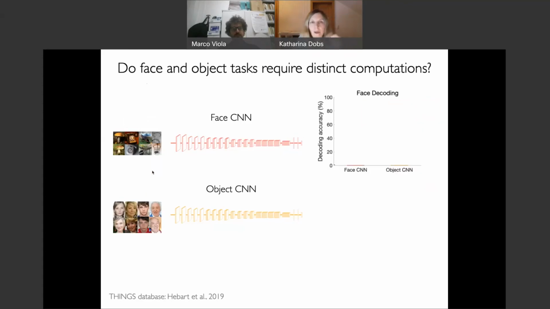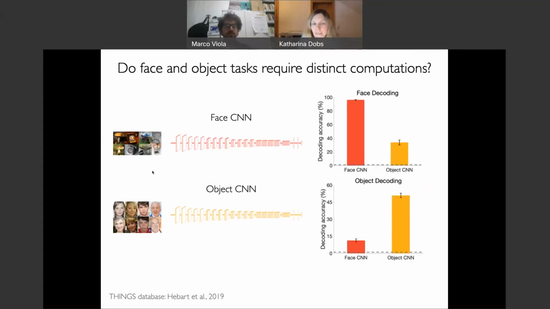And so the idea was now, we have the activations for faces and objects from the face-trained and object-trained CNN. Would we find this double dissociation? For the face decoding, you can already see the results from what I presented before. Obviously, decoding accuracy from the face CNN is really good, close to ceiling, whereas the object CNN was above chance level, but much lower in performance. But now the question is, would we find the same thing for object decoding? And indeed we did. Here, the face CNN was not useful to discriminate different objects from each other, while the features from the object CNN were much more useful.